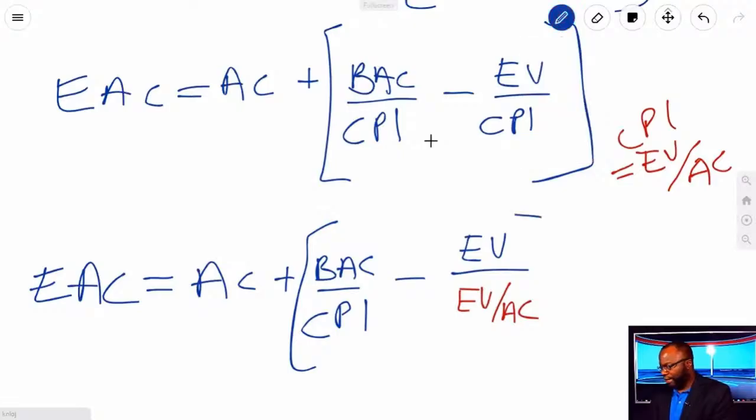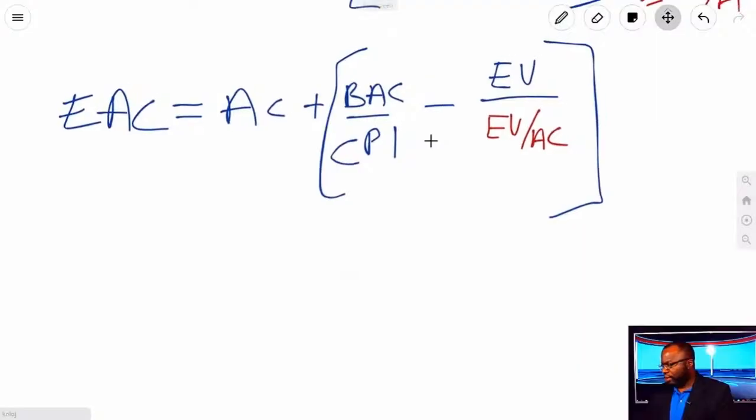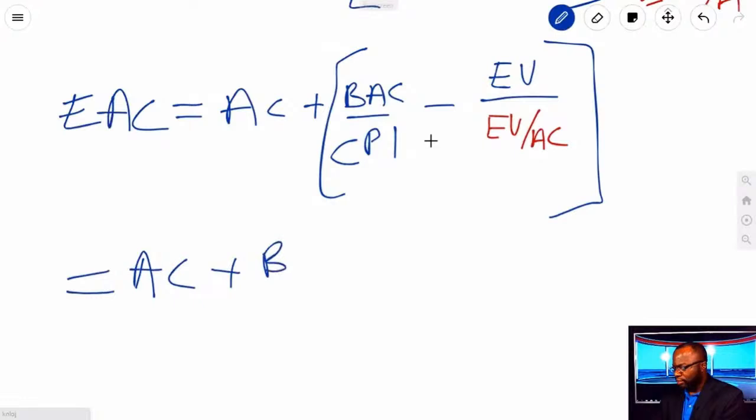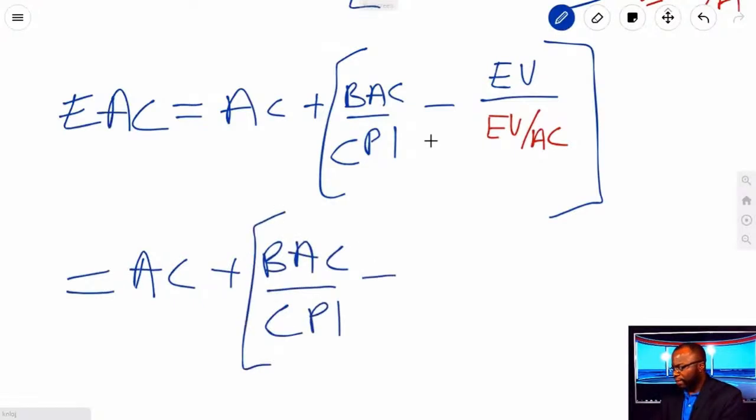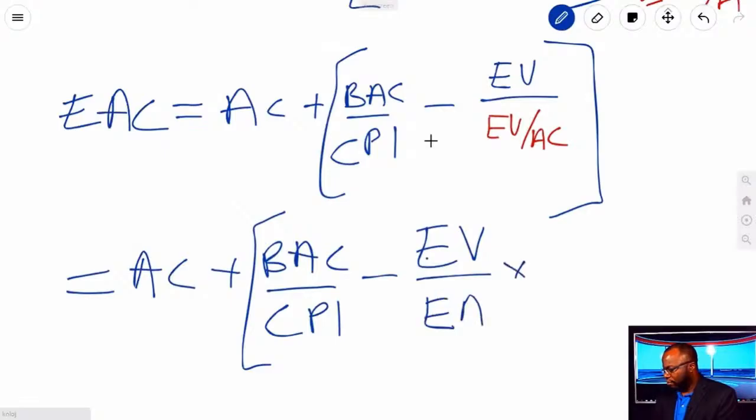That is really what it boils down to. See? Now, if we keep solving, we're going to end up with actual cost plus BAC divided by CPI minus, guess what? AC is now going to become that. That is really what it becomes.